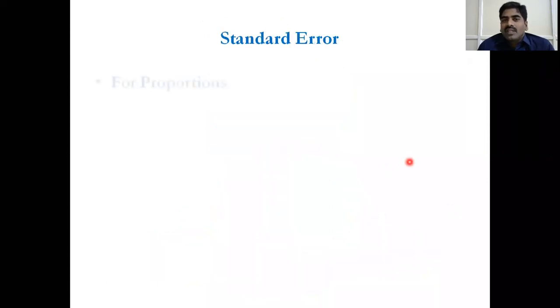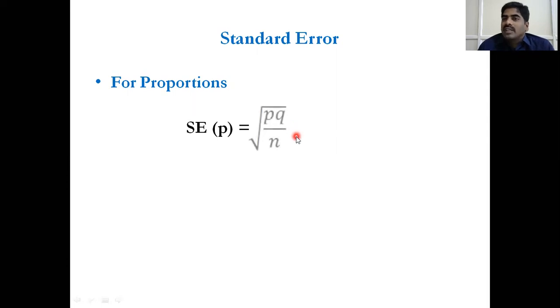So these are the formulas for calculating standard error. For proportions, if data is qualitative, this is the formula for calculating standard error of proportions. Here P is the prevalence, the proportion. In our example, prevalence of refractive errors, P is equal to 50. And what is Q? Q is equal to 100 minus P.